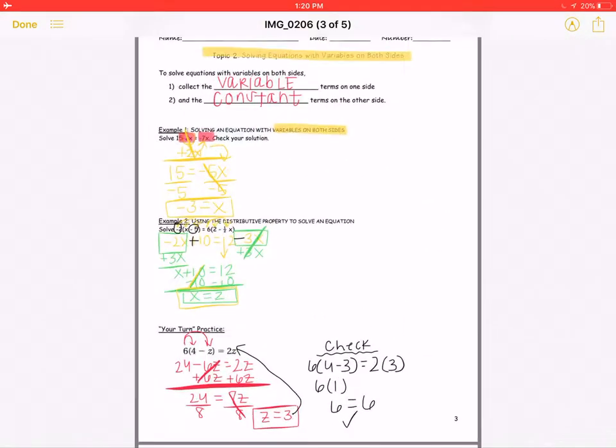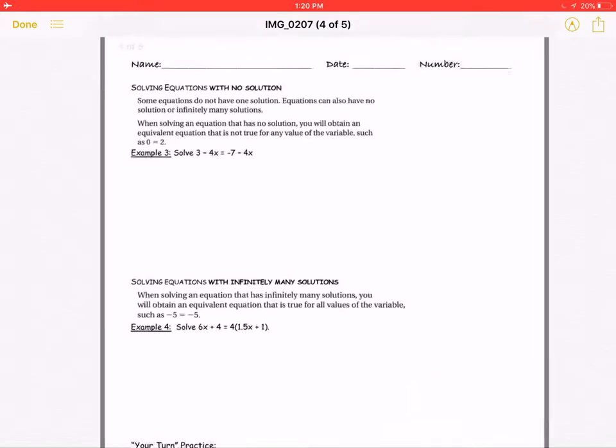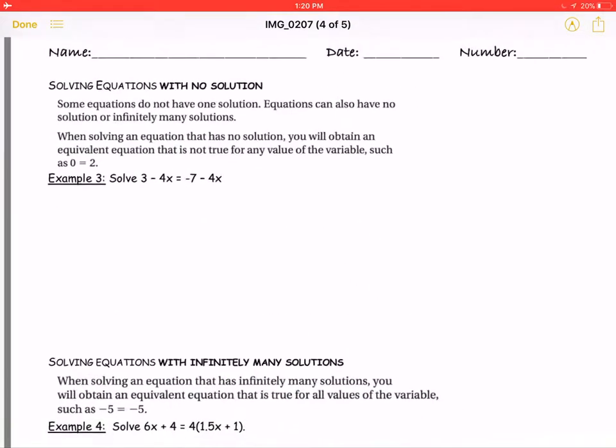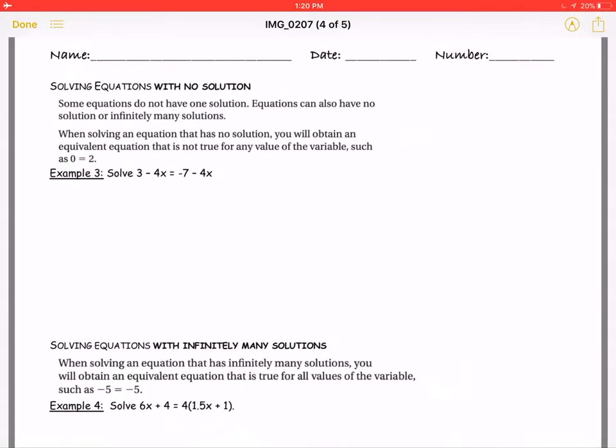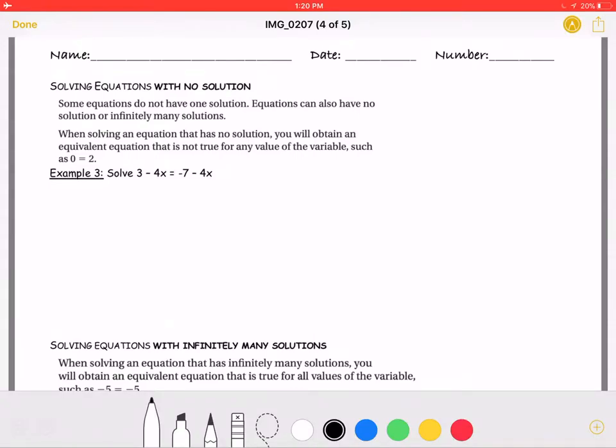So that was our first page for topic 2. Now let's go on to our second page. This is where we're getting into something new as well. We're going to talk about what happens when you're solving an equation and there is no solution. So that can happen sometimes. So solving equations with no solution, what does that mean?